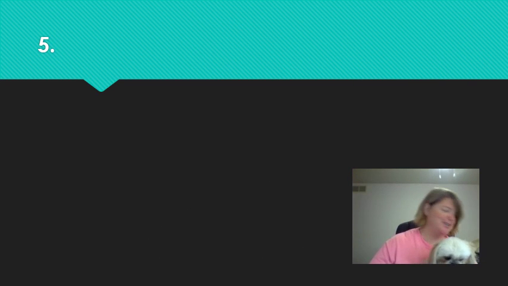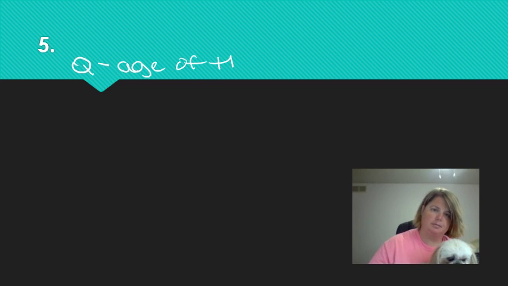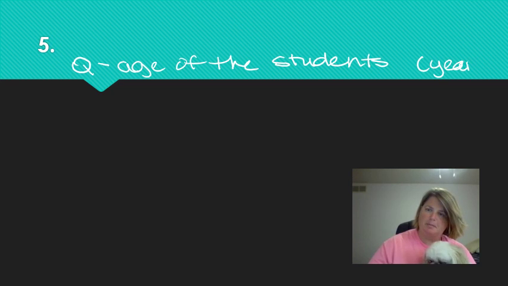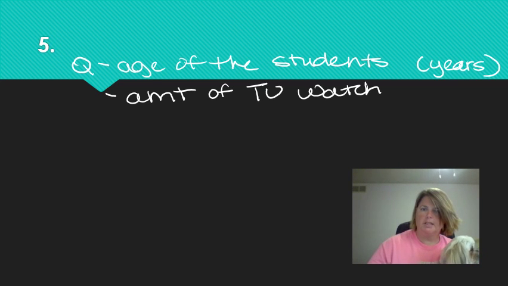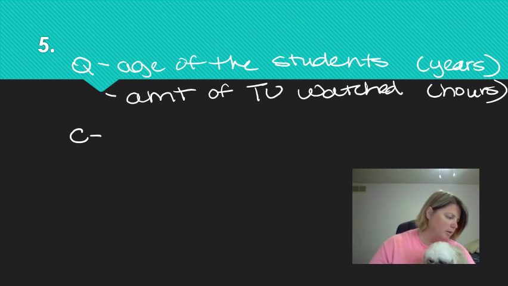All right, so finally we get to see the dog. Number 5 is you are preparing to study the television viewing habits of high school students. Describe 2 categorical variables and 2 quantitative variables. So 2 quantitative variables might be something like the age of the student, which obviously would be in years. And then the other variable might be like the amount of TV watched, which would probably be in hours, right? And then for the 2 categorical variables, you might do something like nights or days TV is watched.